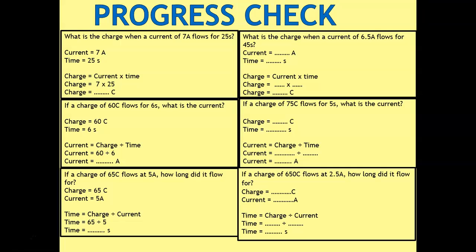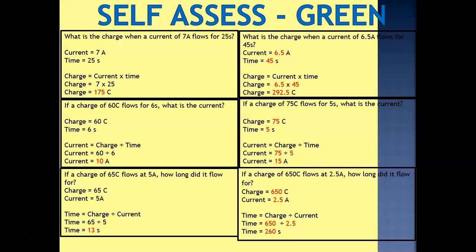Okay, 6 questions on the board for you there. So if you pause the video and attempt those questions, answers will come up after this. Okay, if you've attempted all those, we'll move on to the next slide, which shows you the answers to all those questions. Assess that in green pen. Mark what you've got right correct. If not, correct it with your green pen.